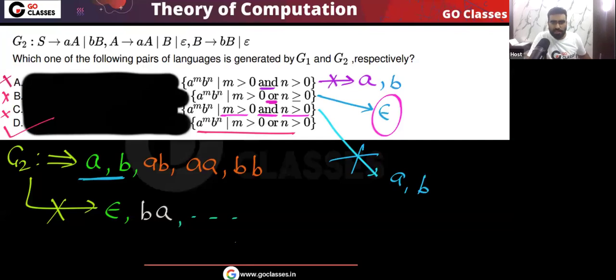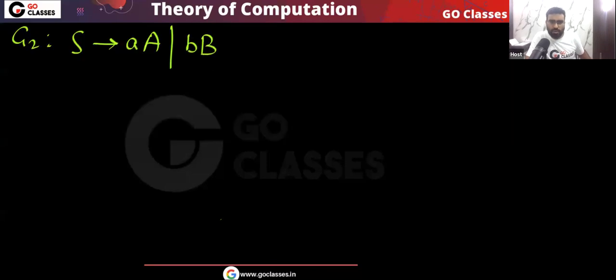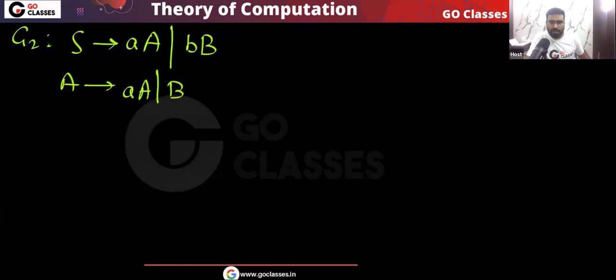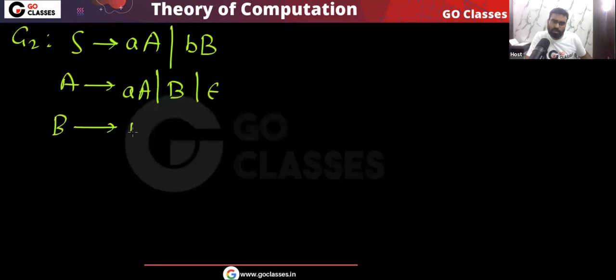Now let's do the complete analysis of this question. So the grammar that is given to you, G2, let's see directly how to find the language. So remember, S can go to AA or BB, and A can go to AA or B or epsilon. Next you can see B can go to BB or epsilon. So this is the given grammar.